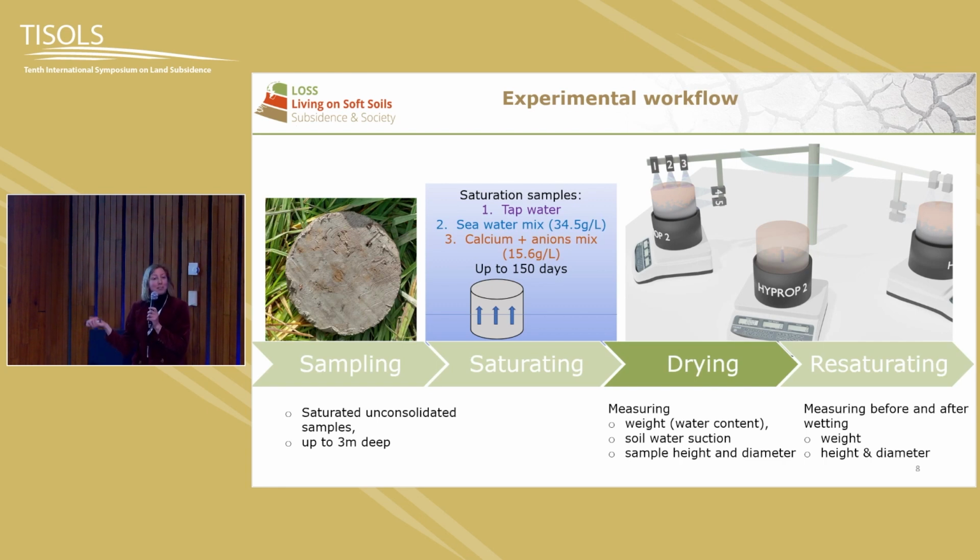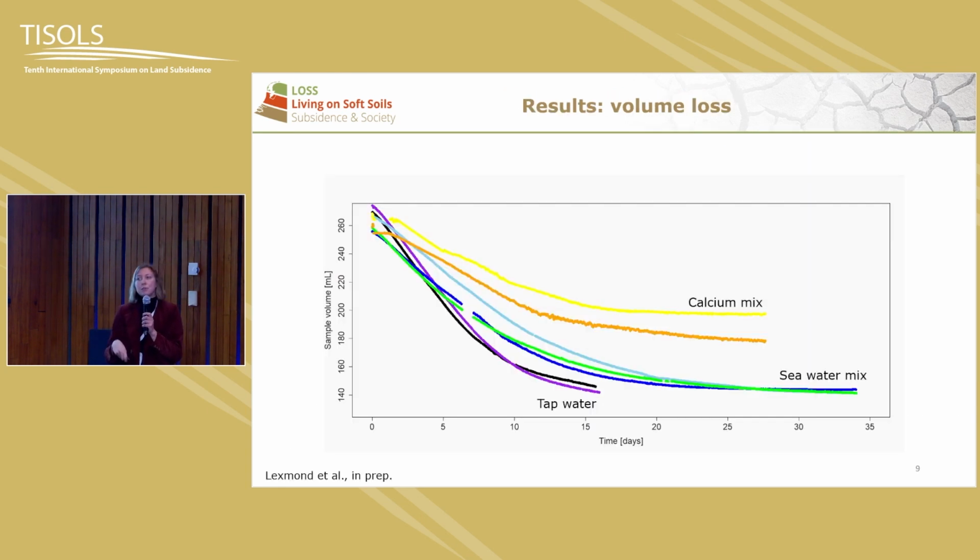So for the results, I want to focus on this drying part. And as soon as we started drying, as you can see over time, the volume of the samples decreased. And we have 3 groups with several samples. So you can see that samples saturated with tap water, they shrink the fastest compared to the others. But the seawater mix and tap water mix, they shrink to the same amount. Only the seawater mix is slowed, and that is because salt water evaporates more slowly than fresh water. More interesting is that those samples saturated with the calcium mix, they shrink a lot less and a lot slower compared to the other 2.